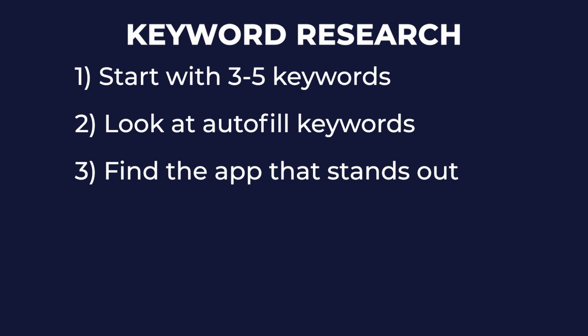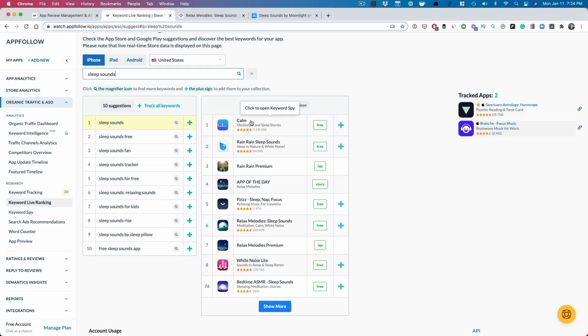Now for me, I'm going to go back to my example. I'm going to put sleep sound. So I've started building a longer list. Usually it's a lot longer, but I'll start with those 3 to 5, and I'm going to look at these search results. So what comes out for sleep sounds? Calm. Dang, Calm. Didn't know you're ranking so well. Maybe I should go after a different keyword.